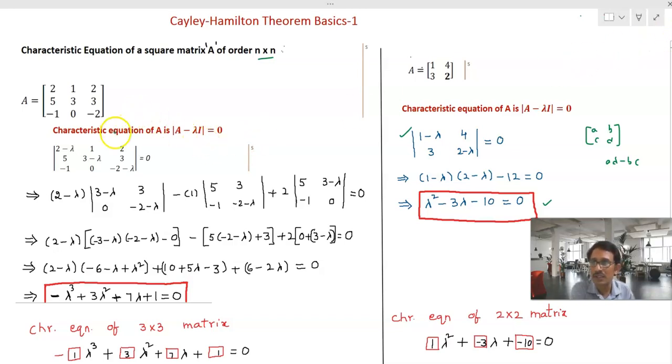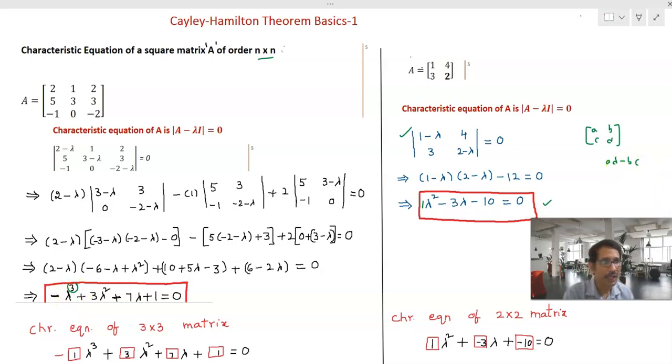What is the characteristic equation of a 3 by 3 matrix? Same formula: determinant of A minus lambda I is equal to 0, and you know how to calculate the determinant. After calculating the determinant, you pause the video and verify the calculations, that is up to you. But what you observe is the characteristic equation of a 3 by 3 matrix is a polynomial of degree 3. That is more important. And you see the leading coefficient is minus 1. Earlier for the 2 by 2 matrix, the leading coefficient is plus 1. And here the leading coefficient is minus 1.